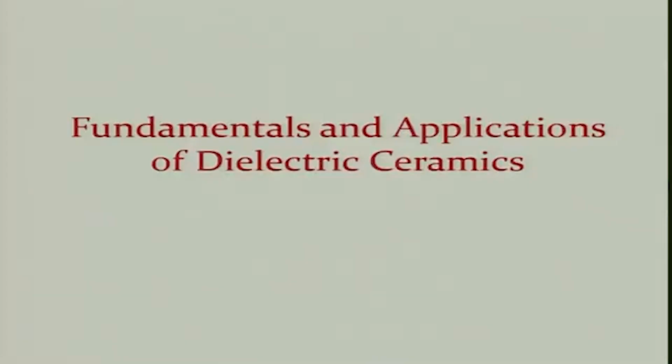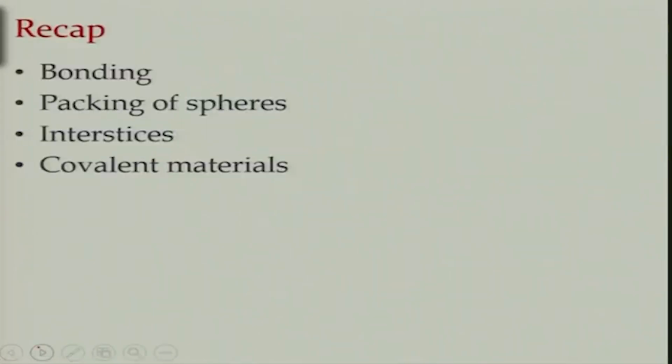This new lecture for the course Fundamentals and Applications of Dielectric Ceramics. So let's just do a brief recap of previous lecture. In the previous lecture we talked about bonding in materials, ceramic materials. So basically materials have metallic, covalent and ionic bonding, and ceramics are typically ionically bonded, although there could be a fraction of some of them having partially covalent bonding. Some of the ceramics such as silicon carbide or diamond, they are predominantly covalently bonded though.